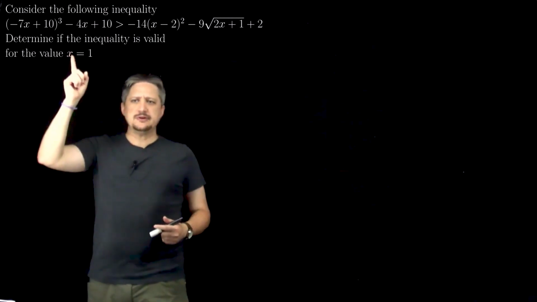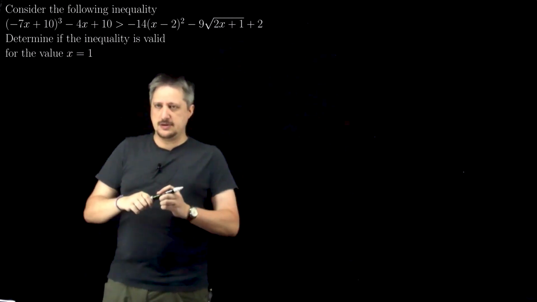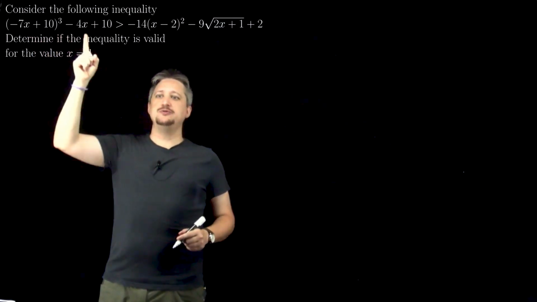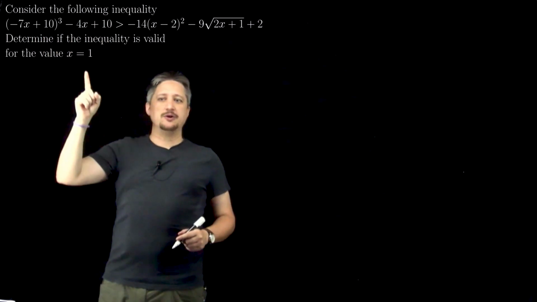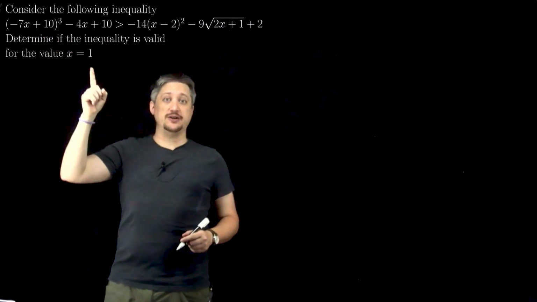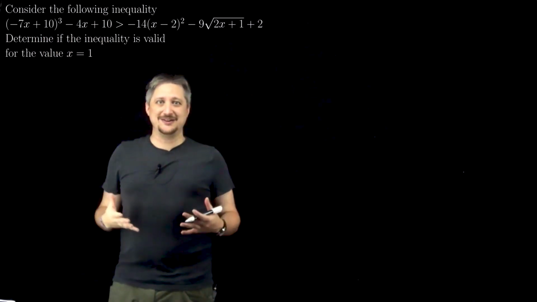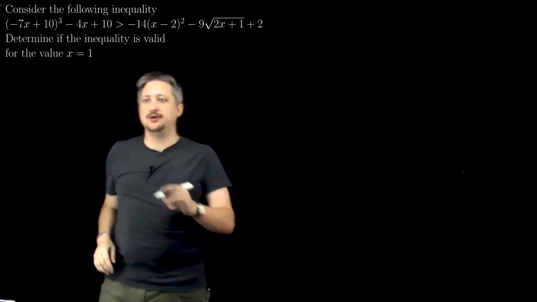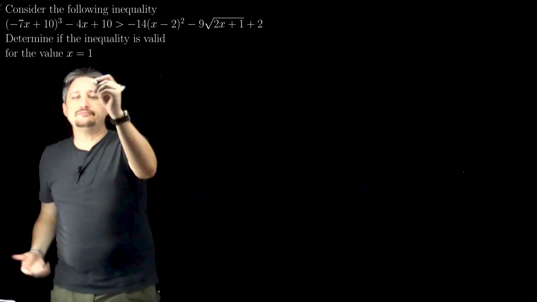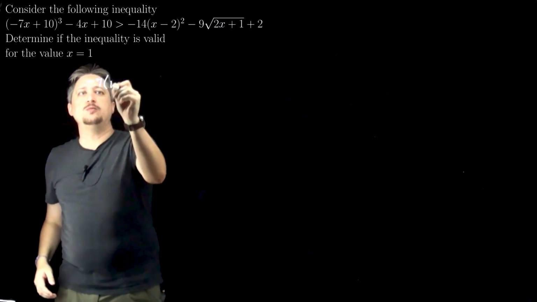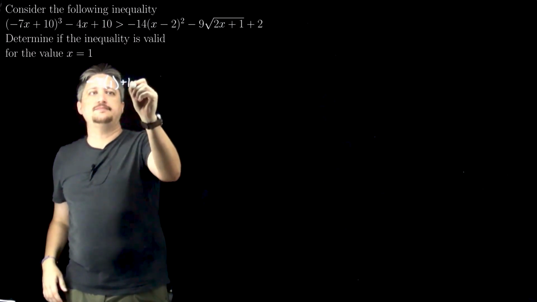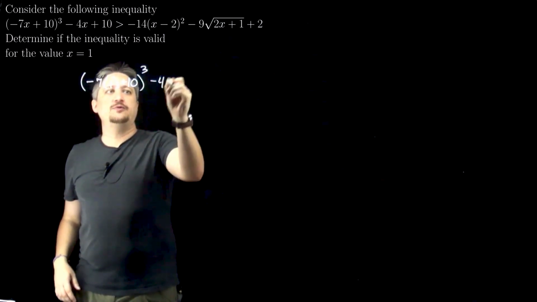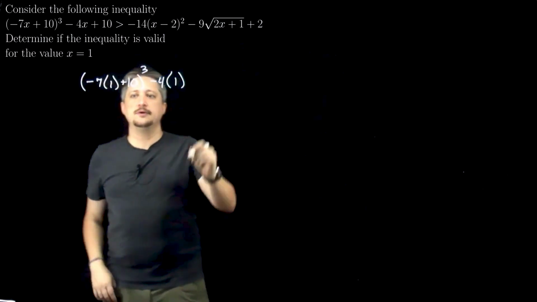So here, I have my left-hand side, negative 7x plus 10 all cubed minus 4x plus 10. But I want to know at x equals 1 whether or not this is going to be valid, like whether that thing is bigger than that. So I'm just going to plug in 1. So minus 7 times 1 plus 10 all cubed minus 4 times 1 plus 10.